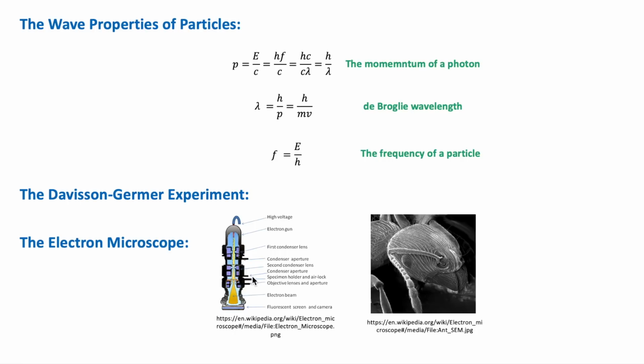And the electron beam in the microscope is controlled by electrostatic or magnetic deflection, which can focus the beam and form an image, and the image is formed on a monitor, okay? So this here shows the image of an ant using a scanning electron microscope.